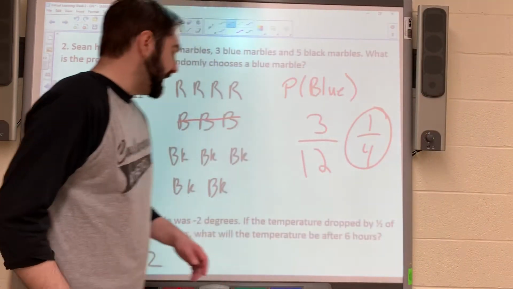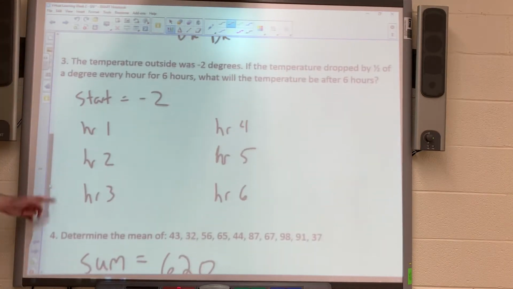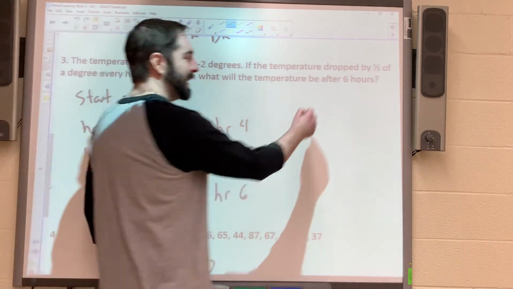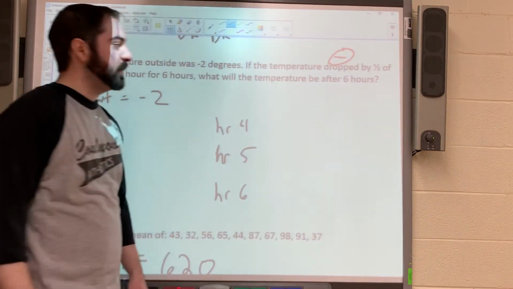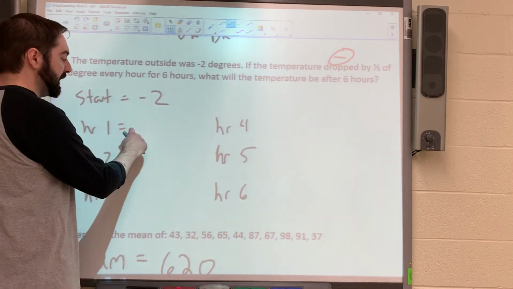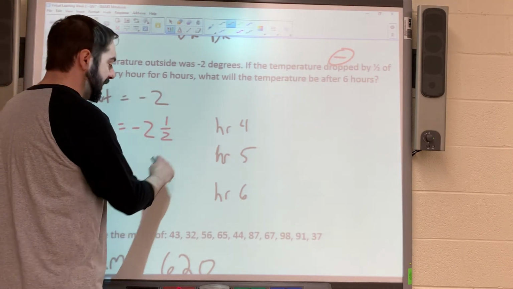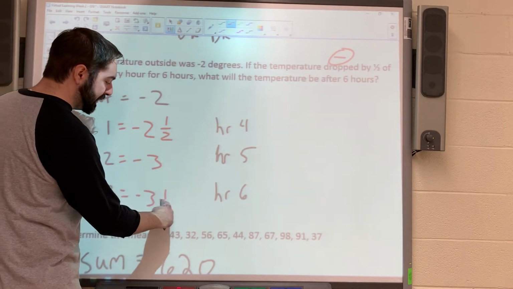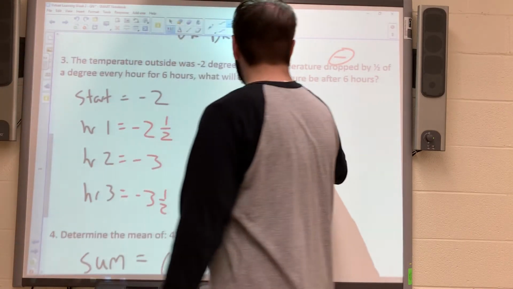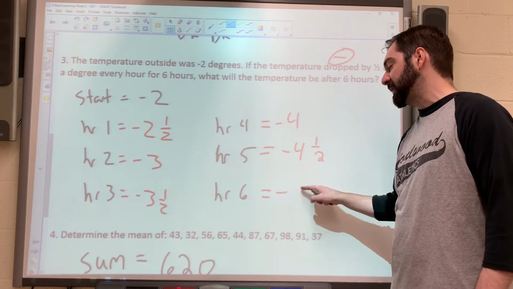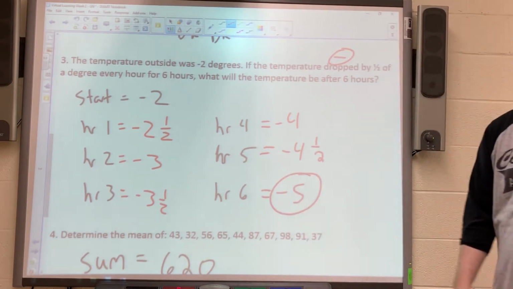Okay. And number 3, another temperature problem to end the week. Temperature started at -2. It dropped or went down in a negative direction by 1/2 degree. We want to figure out the temperature after 6 hours. So again, it started at -2. It's now -2.5. Goes down again, we're at -3. Goes down again, -3.5. Goes down again, we're at -4. Goes down again, -4.5. And finally, after the 6th hour, we would be at -5, and we could stop right there.